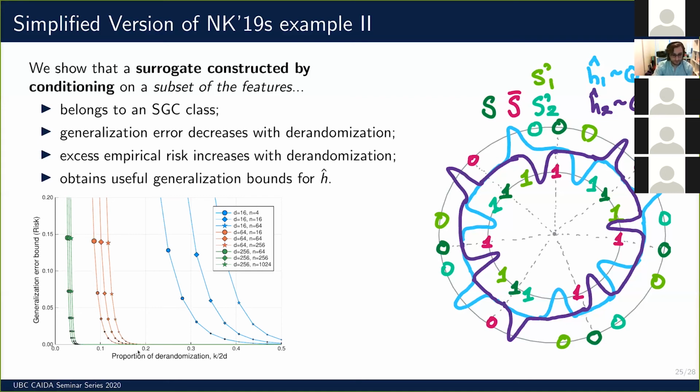And so here you can think of the proportion of the features that we're going to condition on. And first thing we find is that there's a quick drop in the generalization error bounds that we're able to prove using this method as we increase the proportion of derandomization, so that we've got highly non-vacuous bounds after possibly a small amount of derandomization. And we also find that as the dimension of the problem becomes larger and larger, the amount of derandomization that we need decreases. So here, this curve had 256 dimensions, whereas this one only had 16 dimensions. And so in exactly the scenario where these problems are cropping up is where this tool is kind of providing the most benefit, which is interesting and kind of promising, we think.